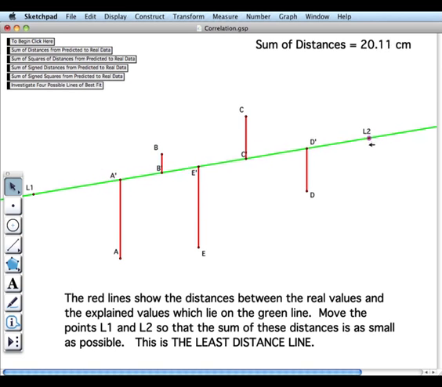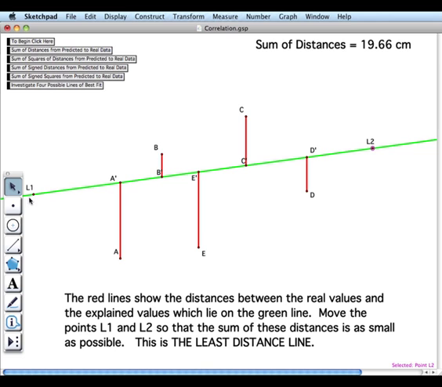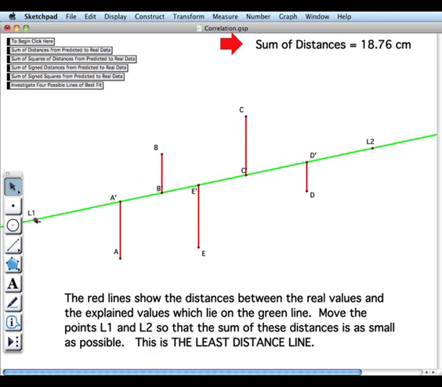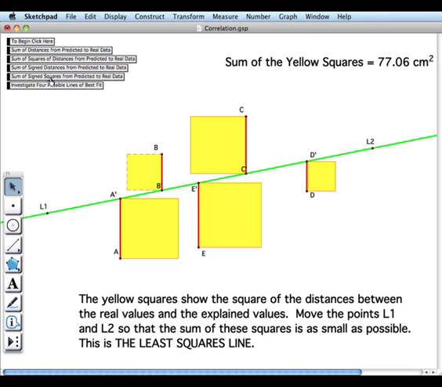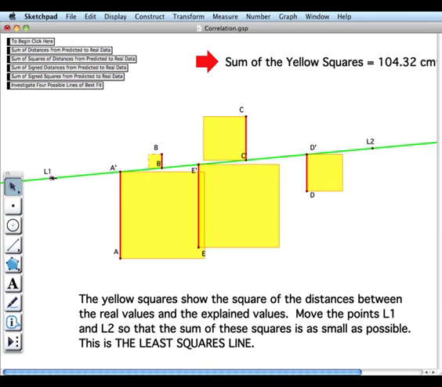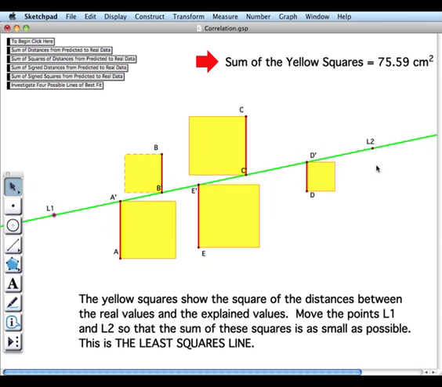In the first case, the line of best fit might be defined to minimize the sum of the simple straight line distances from the points to the line. In the second case, the line of best fit might be defined to minimize the sum of the squares of the distances from the points to the line.